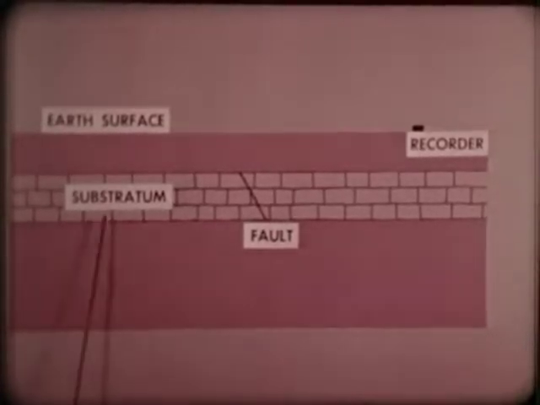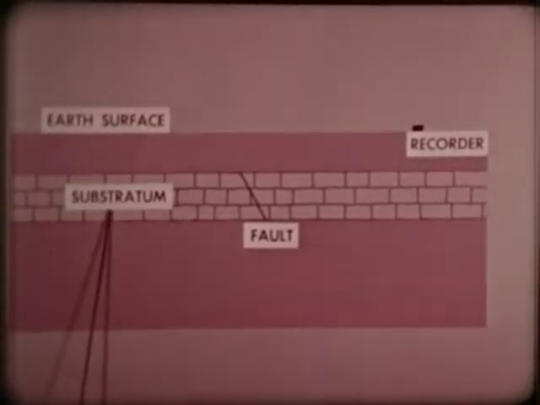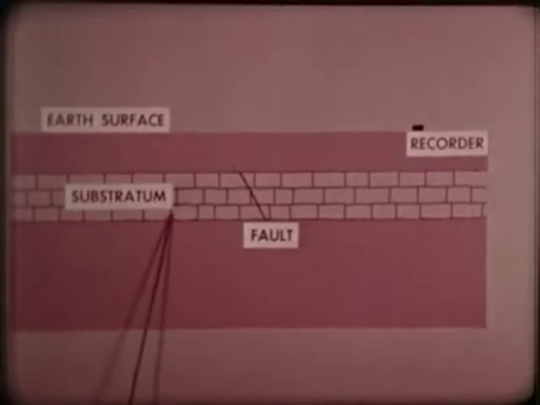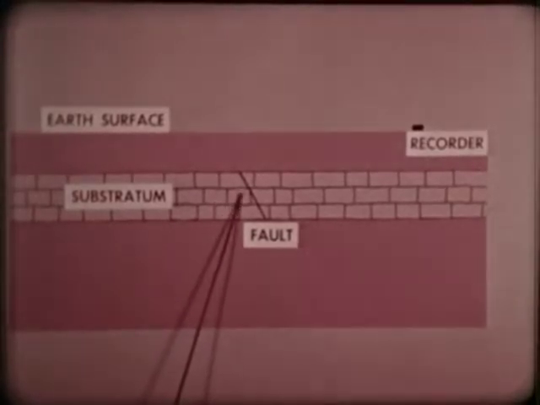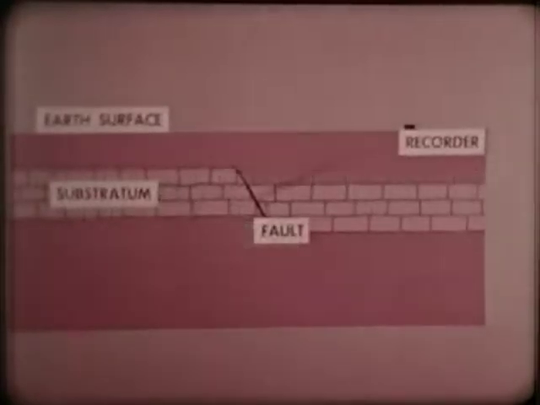Here we see one stratum of rock beneath the Earth's surface. These rock beds are constantly subjected to forces originating deeper in the Earth. And there are points along a stratum where the rock is weaker and perhaps has broken before. Such a point is called a fault. Here, the rock stratum has broken along the fault.